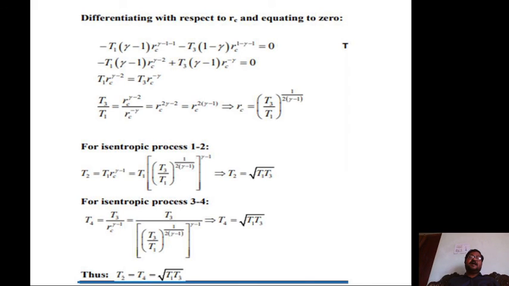In this problem, you may be asked up to here, or up to here. These are the intermediate temperatures. T2 is equal to root of T1 T3, or else T2 is equal to T4 is equal to root of T1 T3. That is also correct.